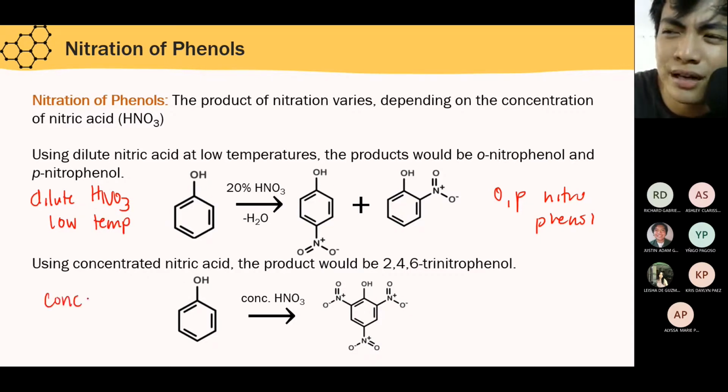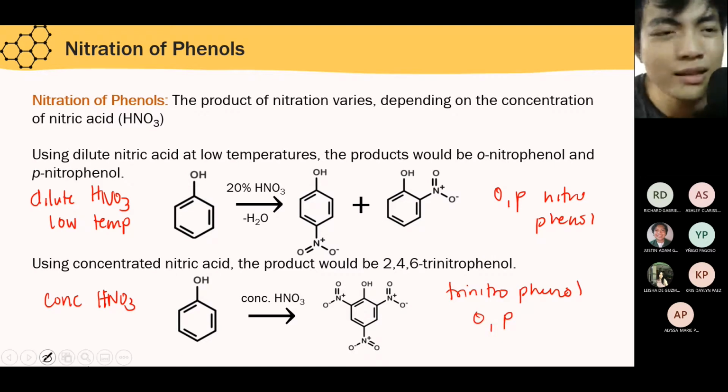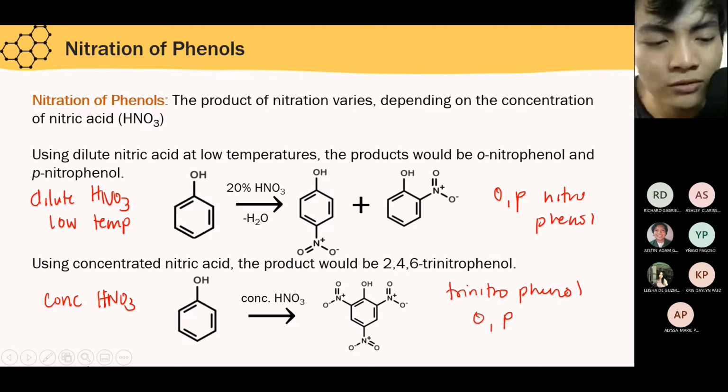However, if you use concentrated nitric acid, you will produce a trinitrophenol. And the position of the nitro groups will be at ortho and para. So hindi lang siya actually kay phenol, it can also happen to toluene. And this has something to do with the bond I mentioned last time. Okay? So, 'di ba? Trinitrotoluene. Ito trinitrophenol to eh. So, yung trinitrotoluene, it can be made by just mixing toluene, which is a liquid, and concentrated nitric acid.